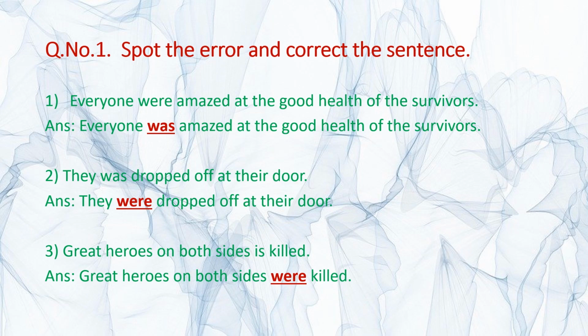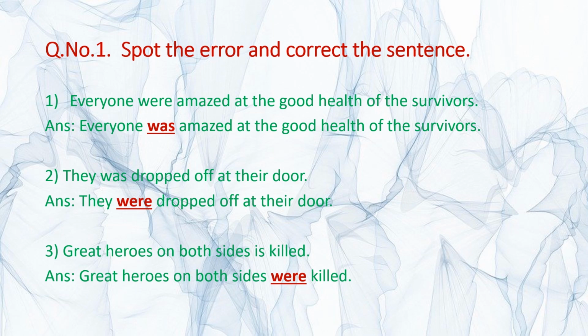Now in the exam I will give you 3 options, like everyone wasn't amazed, or everyone are amazed, or everyone it amazed, in that way. So you have to click at the right option where the answer of that sentence is correct. Okay, right? So this is the answer for the first one.